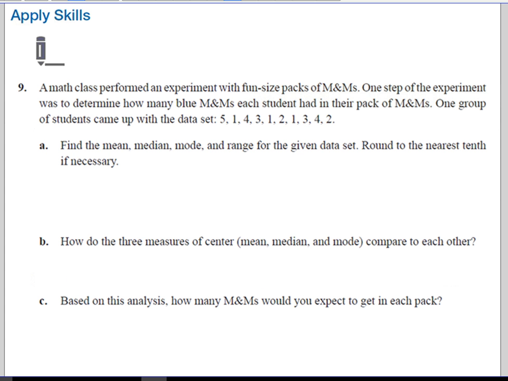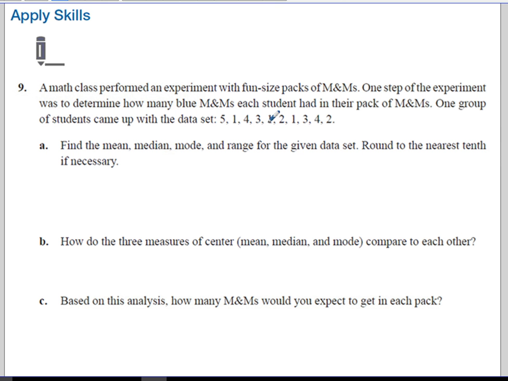A math class performed an experiment with fun-sized packs of M&Ms. One step of the experiment was to determine how many blue M&Ms each student had in their pack. One group of students came up with a data set: 5, 1, 4, 3, 1, 2, 1, 3, 4, 2. Find the mean, median, mode, and range for the given data set. Round to the nearest tenth if necessary.